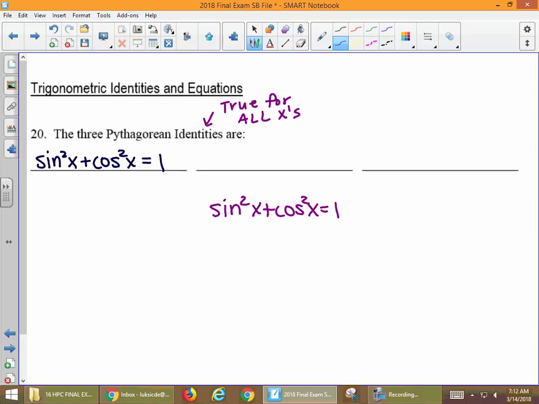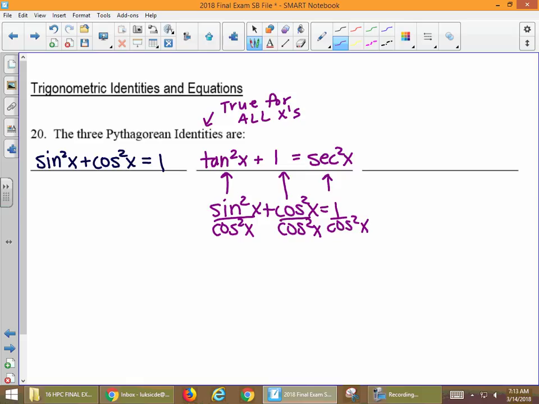So if I start with sine squared plus cosine squared equals 1, the way to get the identity with secant squared in it is to divide everything by cosine squared. If I want secant squared, then I want 1 over cosine squared. If I'm going to divide by cosine squared there, I need to divide everywhere. Remember, this is legal algebra that we're doing. So sine squared divided by cosine squared is tangent squared. Cosine squared over cosine squared is 1. And 1 over cosine squared is secant squared. So there's the second Pythagorean identity.